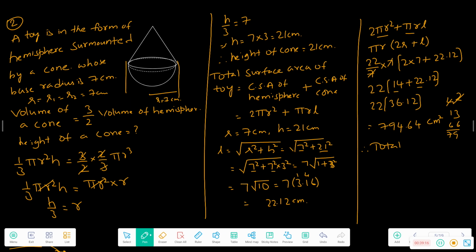Therefore the total surface area of the toy is 794.64 centimeter square.